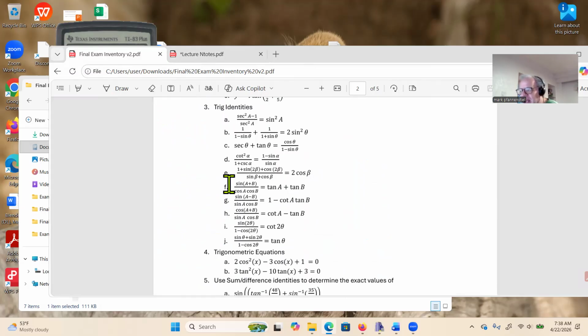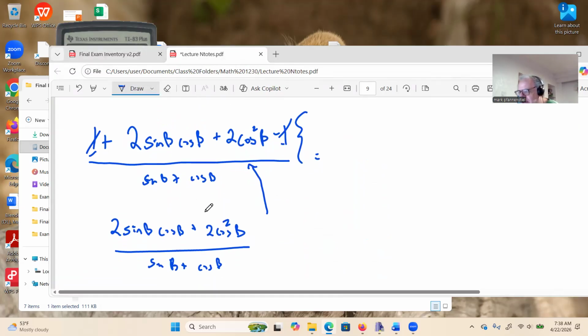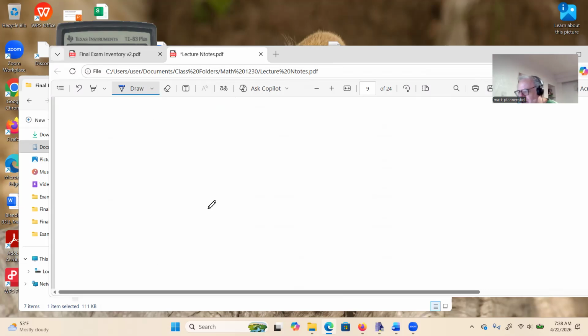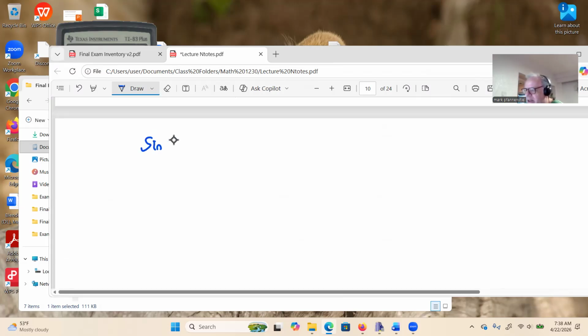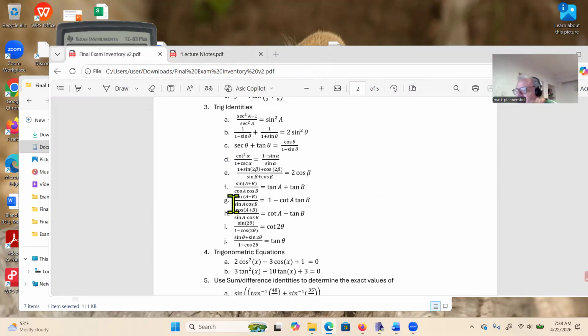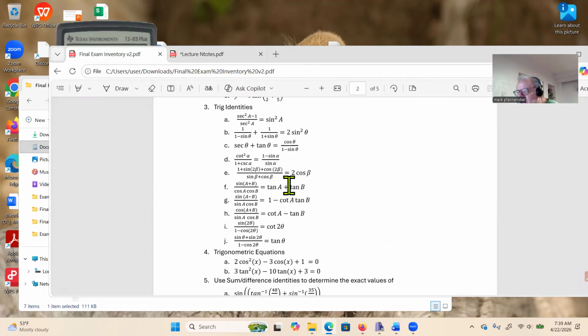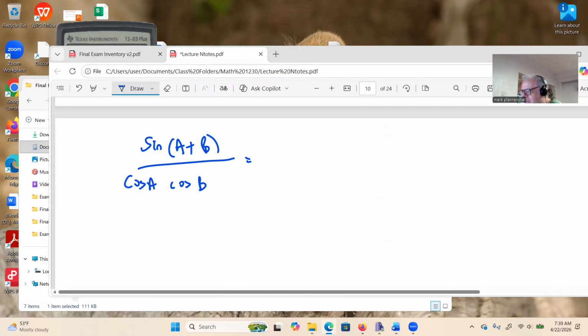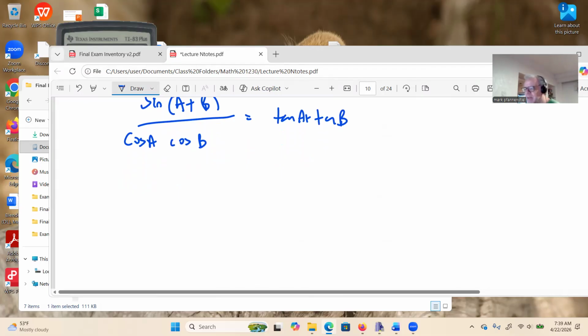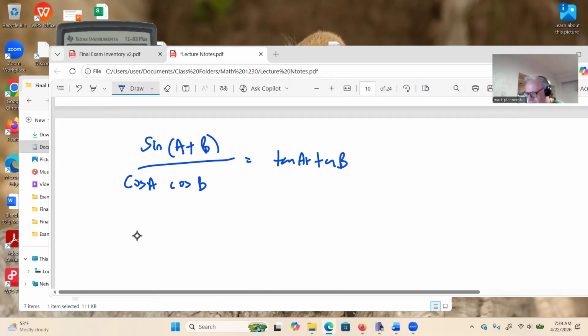Let's see. We have a sine of a plus b over. Let's go ahead. Writing this one down is going to be the hardest part of this thing. So we have sine of a plus b divided by cosine a cosine b is equal to, what are they claiming here? Is equal to tan a plus tan b. Okay, sine of a plus b. That's one of the things we have to deal with. So we're going to unravel this.